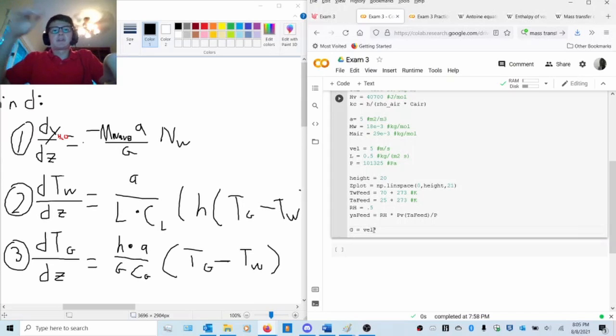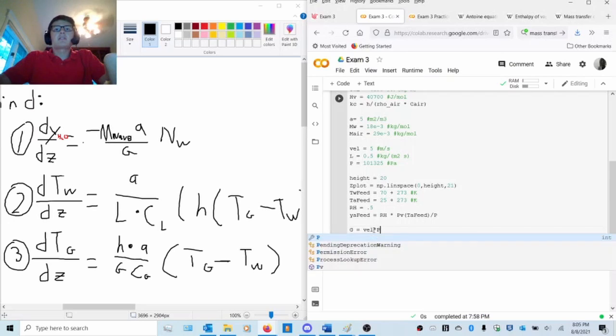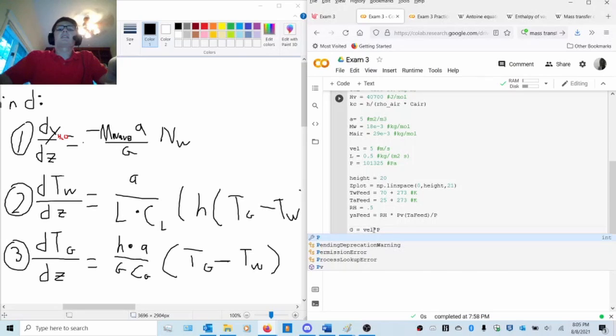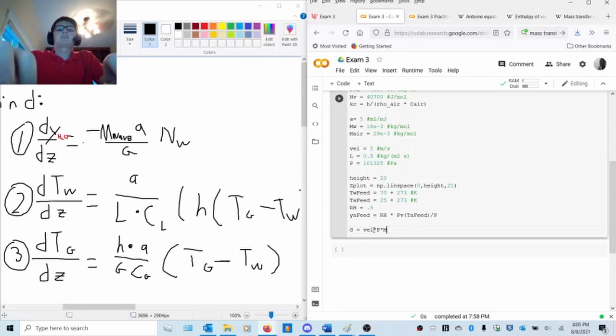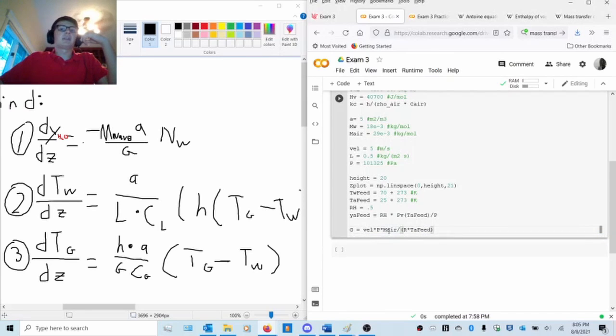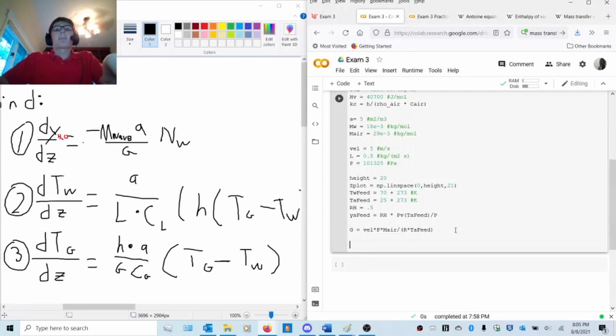So we'll multiply this velocity by the partial pressure of the air. Actually, no. We're going to multiply it by the total pressure of the air times the molecular weight of the air, and then divide that by the gas constant times the feed temperature of the air. I thought that would go better. And this is just using the ideal gas equation to convert the velocity to the mass flow rate.